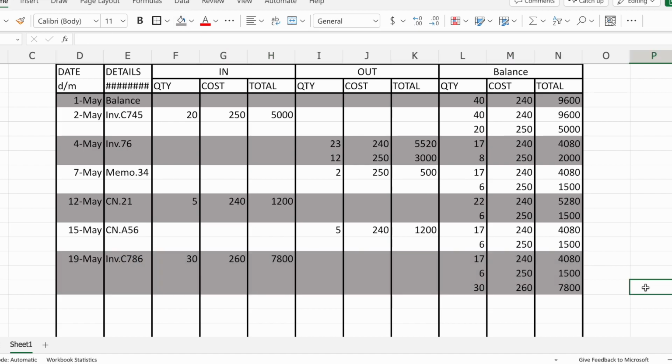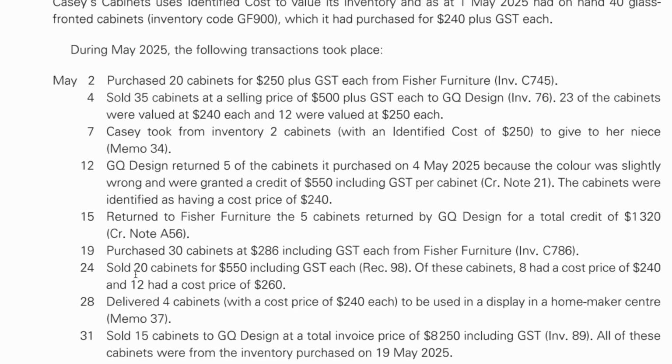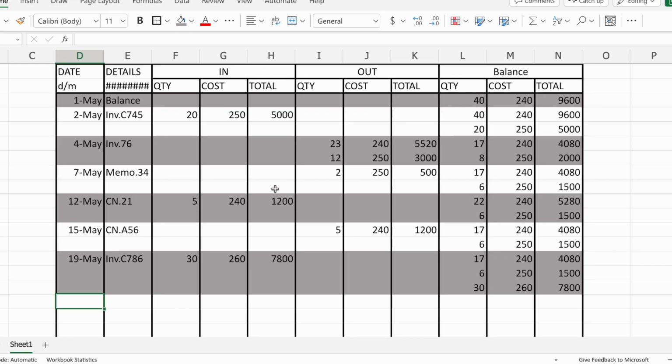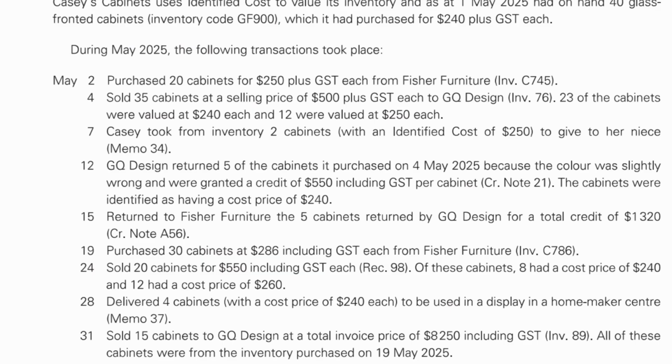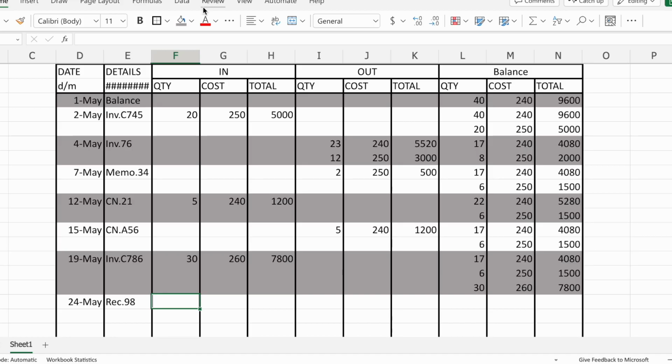All right, sweet. So let's go to the next transaction, which was the 24th of May, and they gave us a receipt 98, which was the source document. So immediately you get a receipt. I want you guys to think. Okay, they gave a receipt. What could it be? What could the effect be? So you have to be in that mindset.